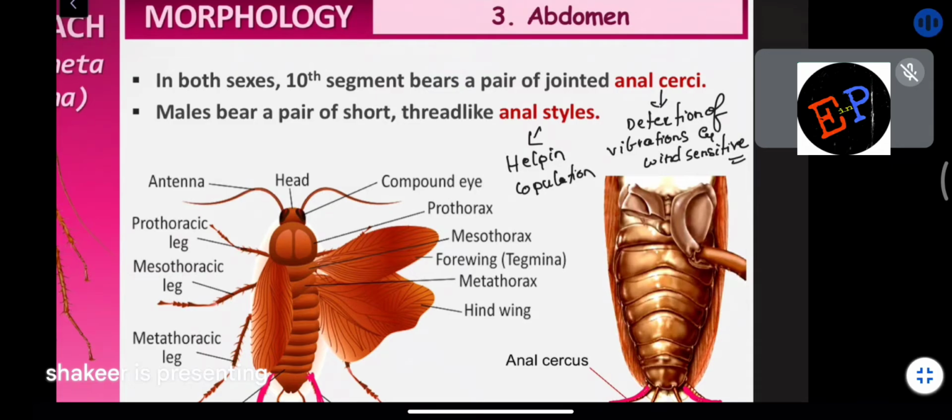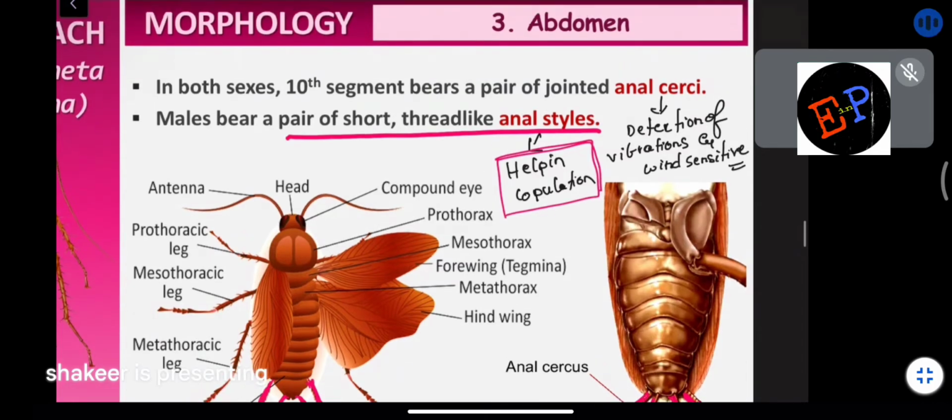Next, males bear a pair of short thread-like anal styles. But in males we have another structure which is called anal styles. And what is the use of these anal styles? See here, this is the anal style. You will find anal styles only in male cockroaches, because these are the parts which are responsible for copulation. Are you able to understand? They are responsible for the reproduction process.